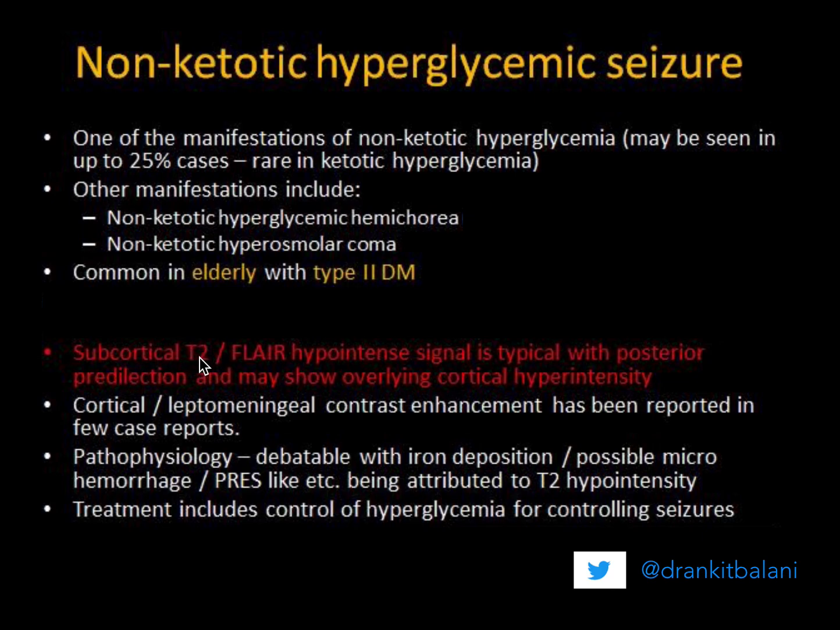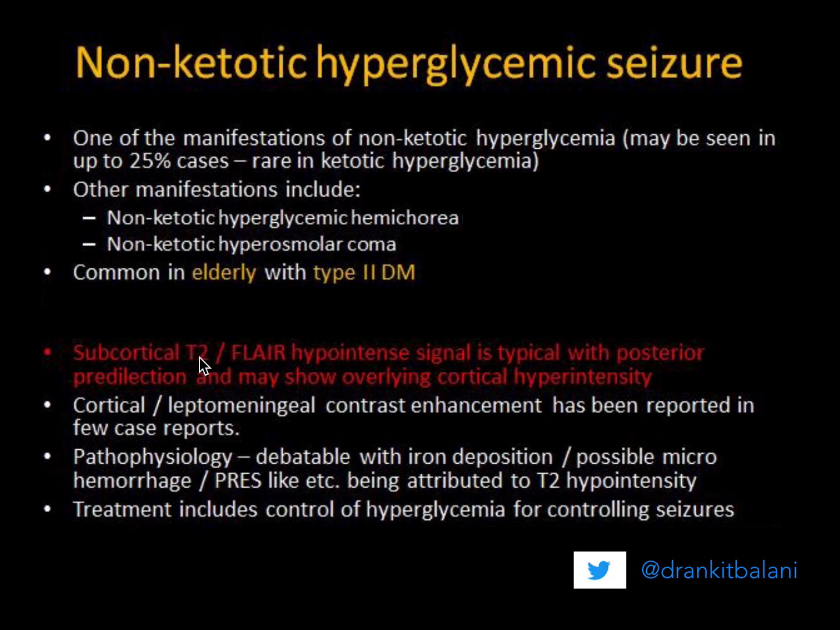or FLAIR hypointense signal, which is typical with posterior predilection, either posterior parietal and occipital lobe involvement, with overlying cortical hyperintensity with swollen gyrus. And sometimes cortical or leptomeningeal contrast enhancement may be seen, very rarely.